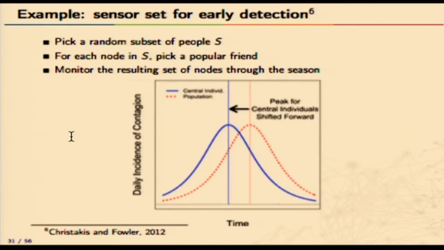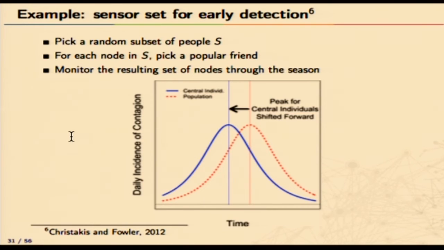There is this nice empirical paper by Christakis and Fowler. They did this in Harvard, I think. They pick some random set of people, and they asked those people to find their most popular friend. So they pick these popular friends of a random subset. It's a small subset.